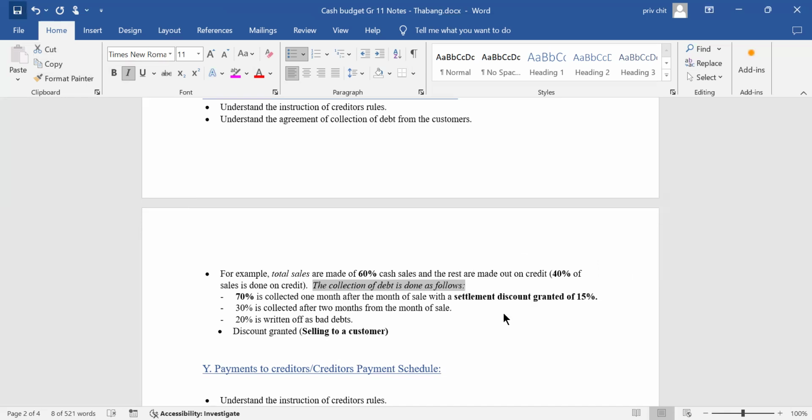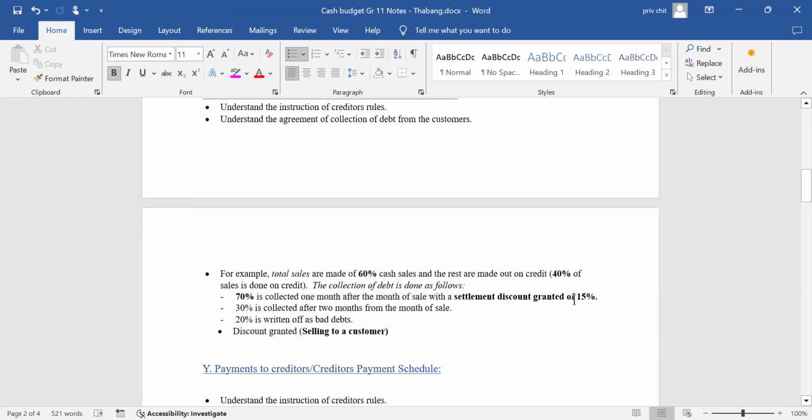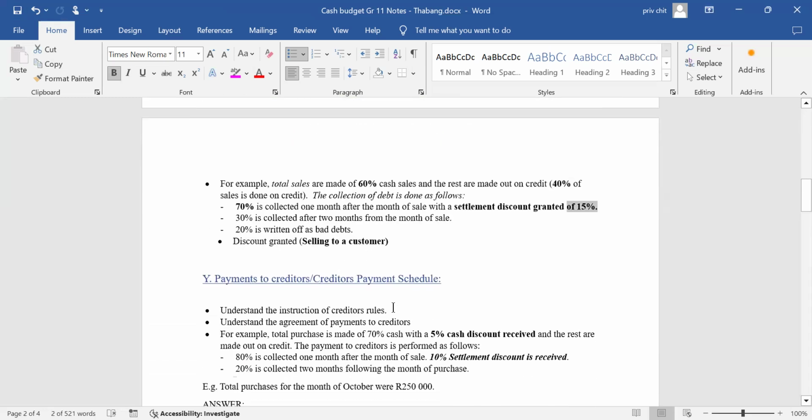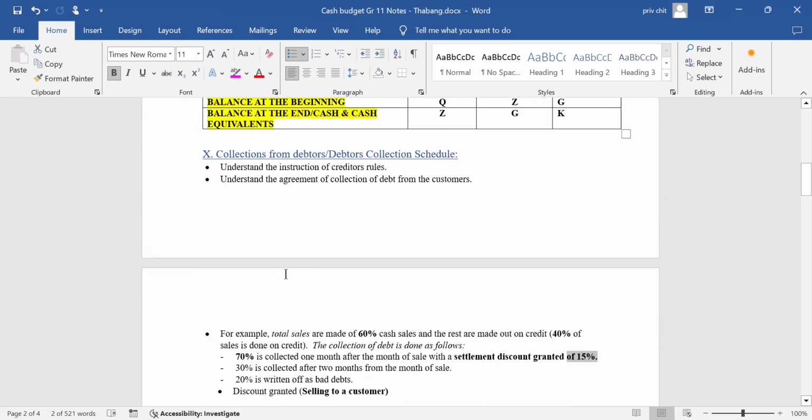So they might say something like 70% is collected 1 month after the month of sale, with a settlement discount granted of 15%. So it means if our credit sales are, say, 100,000, then from that 100,000, first of all, you need to take 70% of it. So you're going to say 100,000 rands times 70%. And then you have to take into account that discount.